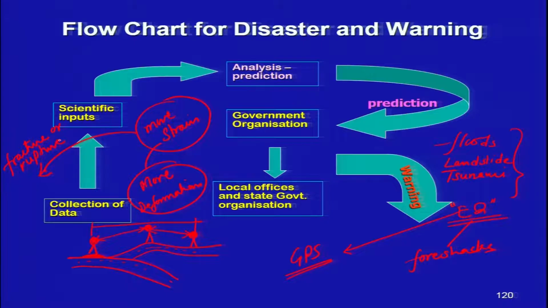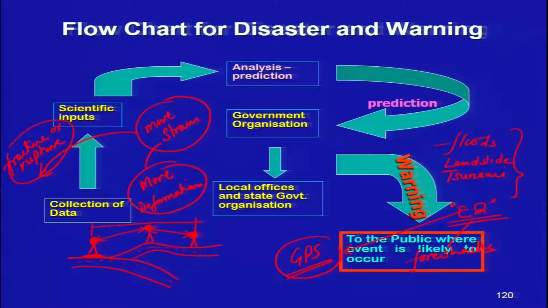This part we will talk about later, but I am just trying to explain that if you have good information available on earthquakes, one can predict the earthquake. Otherwise, there is another way using precise GPS measurements, which can help us in understanding which area is going to rupture in future. Then finally, the warning has been issued. It should reach the local people where the event is likely to occur.